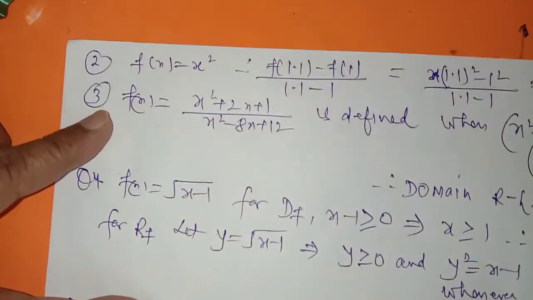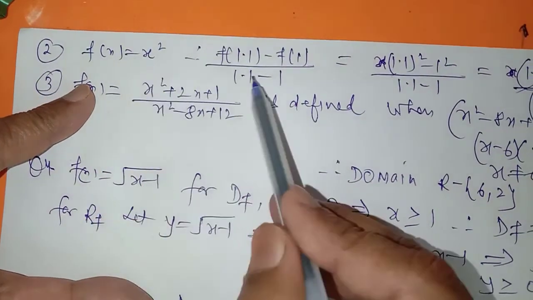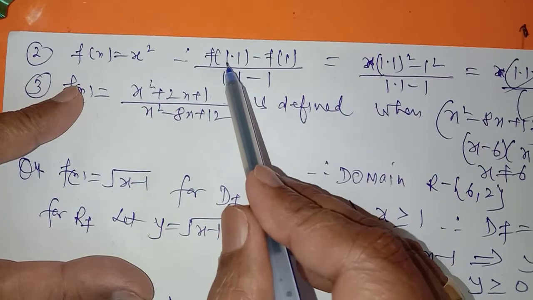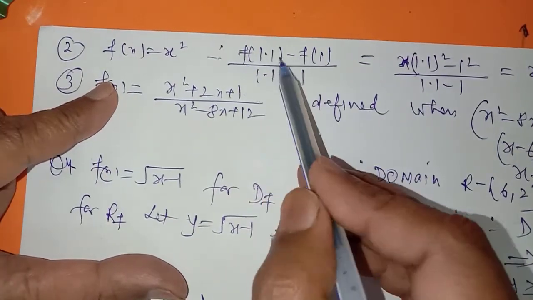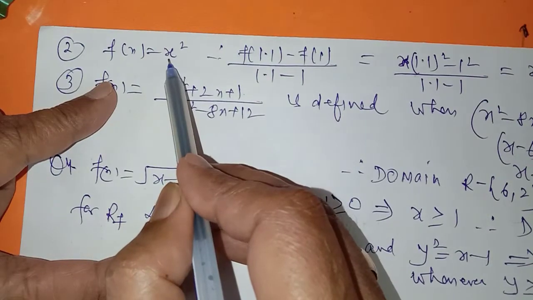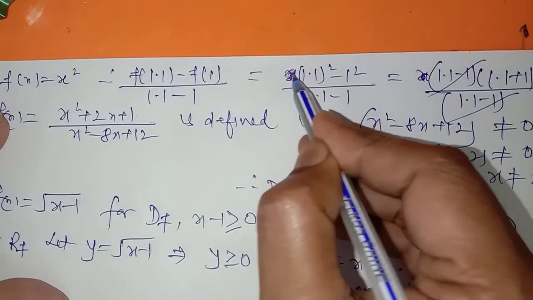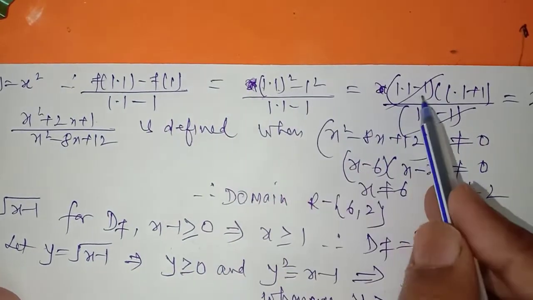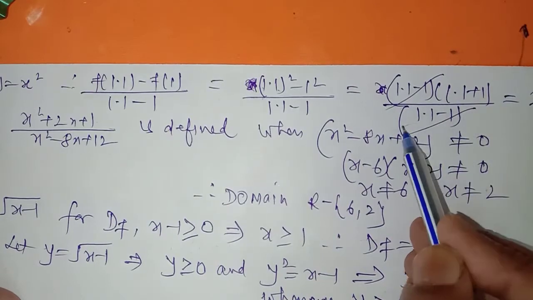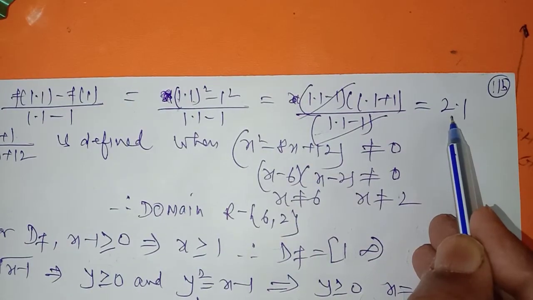Now question number 2 is somewhat easy. f(x) is equal to x square. You have to find f(1.1) minus f(1) upon 1.1 minus 1. So in f(1.1) replace x by 1.1, and in f(1) replace x by 1 here. This is to use the formula a square minus b square, a plus b into a minus b. So the a minus b cancels from below, and 1.1 plus 1 is 2.1. It is 2.1.